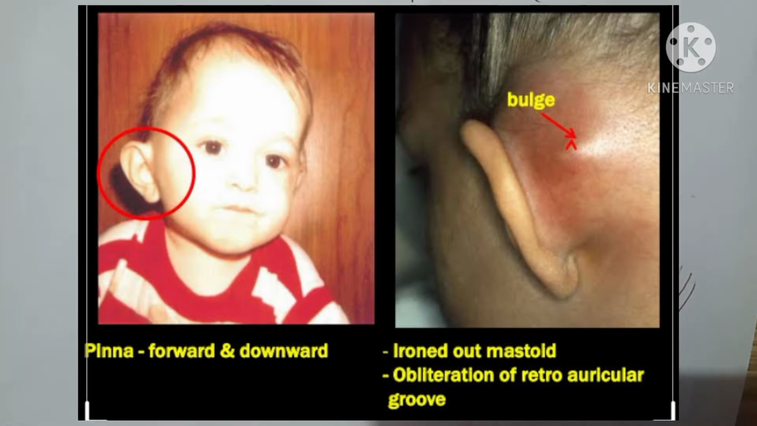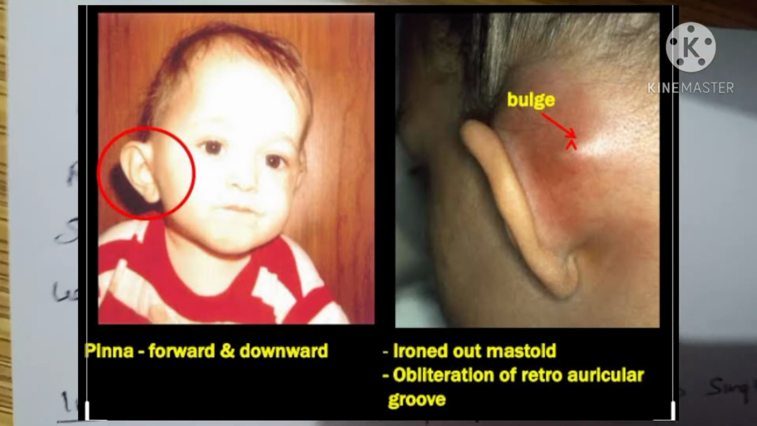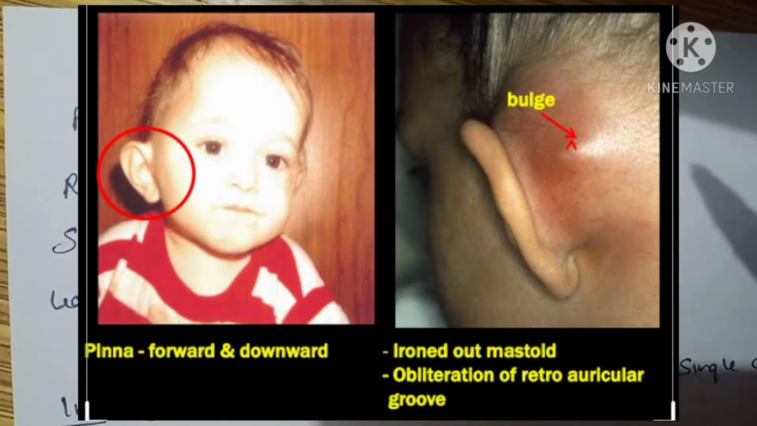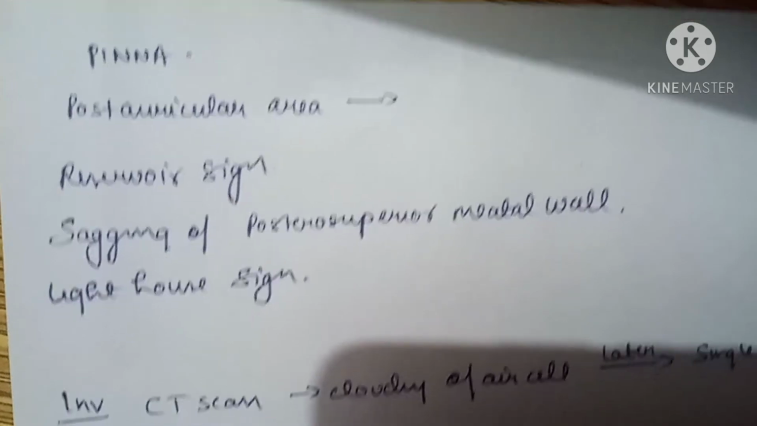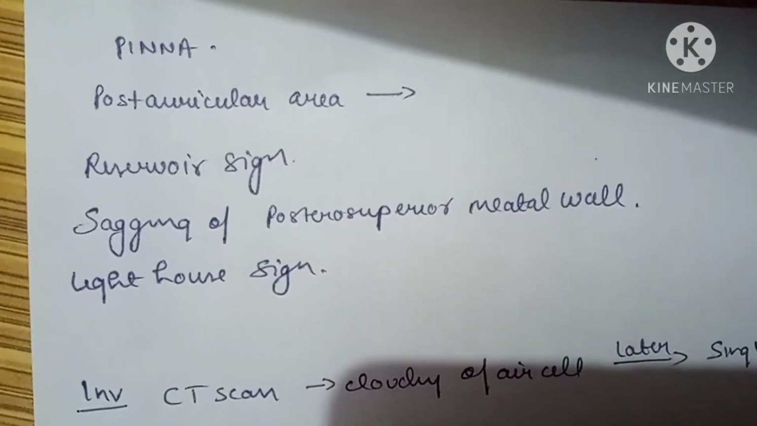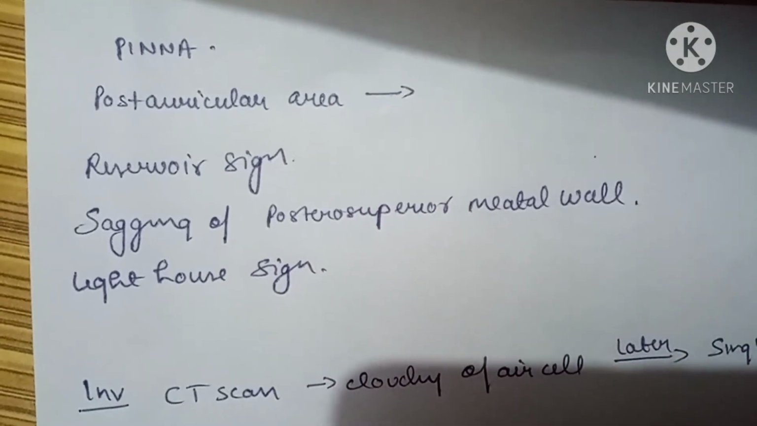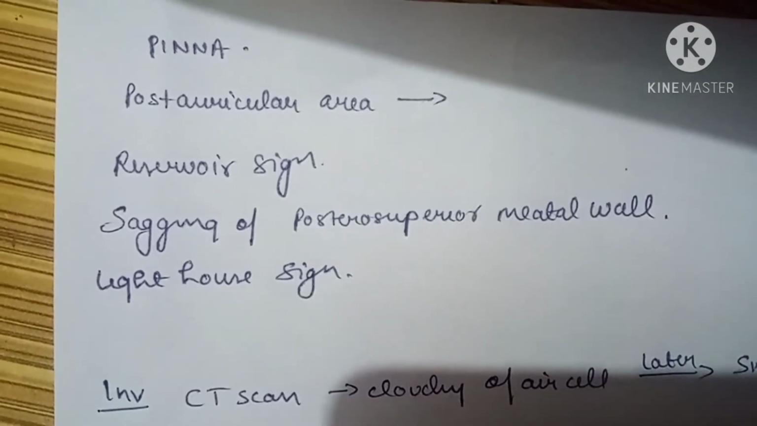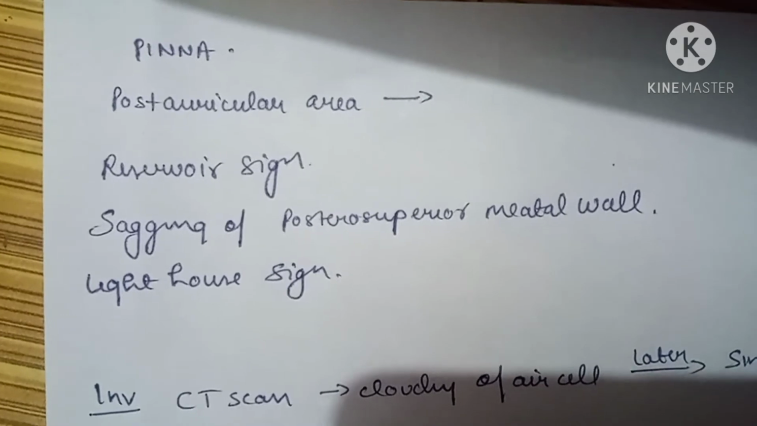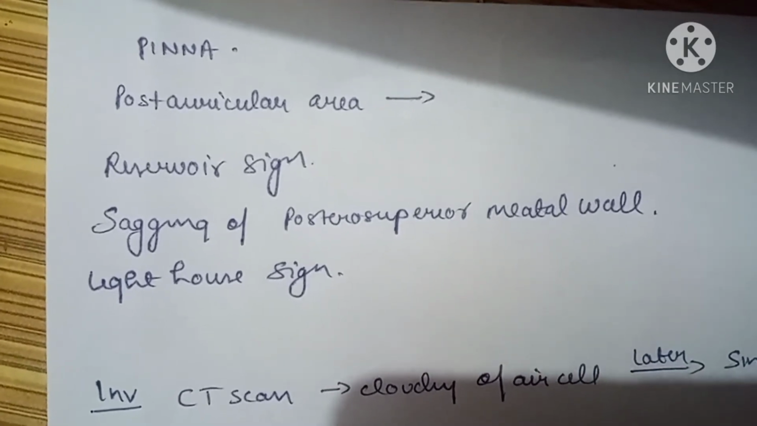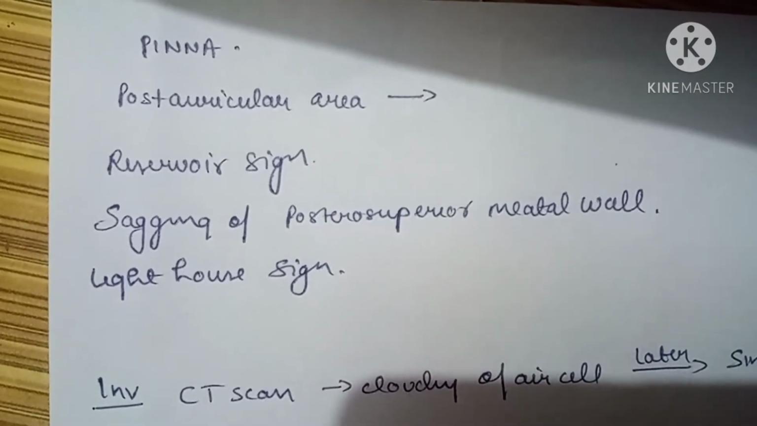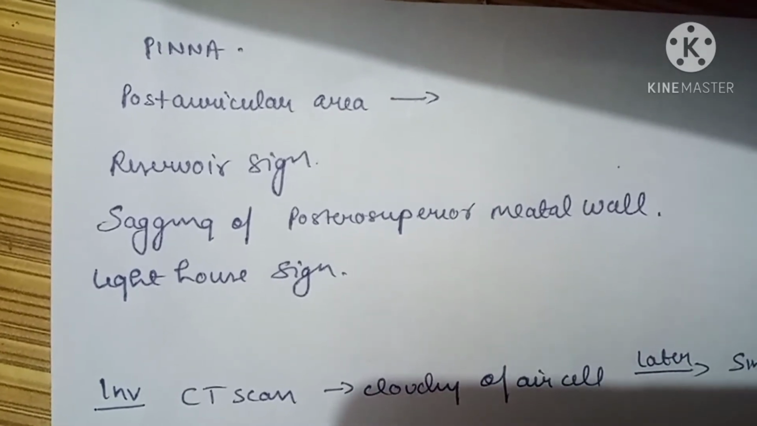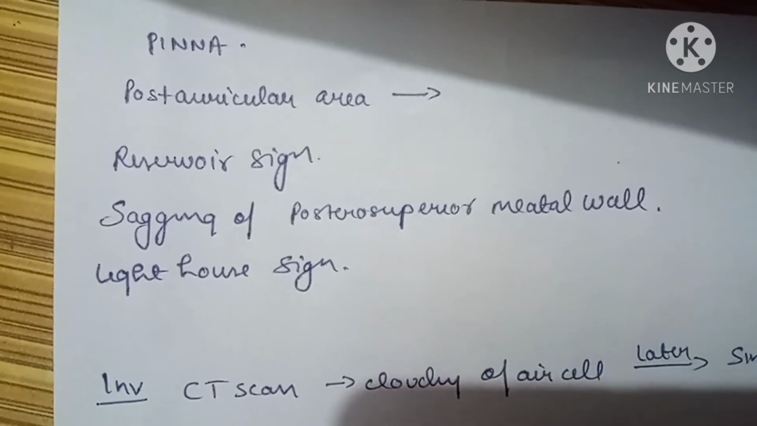The third thing is that we will see a reservoir sign. Now this is very important: on examination, when we remove the discharge from the external auditory canal, the external auditory canal is soon again filled up by the discharge. This is because the discharge is coming continuously from the mastoid, and it is not just present in the middle ear. So as much as we clear it from the middle ear, it goes on filling from the mastoid.